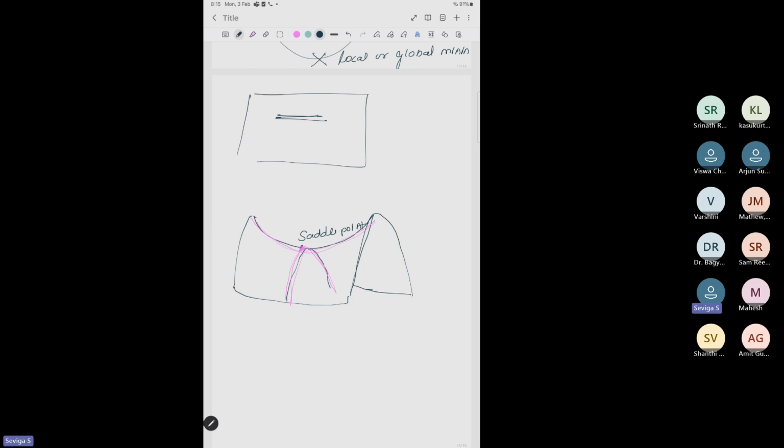Saddle point means from one direction it looks like the bottom of the hill, and from another direction it looks like the top of the hill. At the saddle point, it looks like a flat area, a plateau. In the plateau, there is no gradient. Similarly, at the top of the hill and the bottom of the hill, there is no gradient. So this can be a local maxima, and at the same time, it can be a local minima.